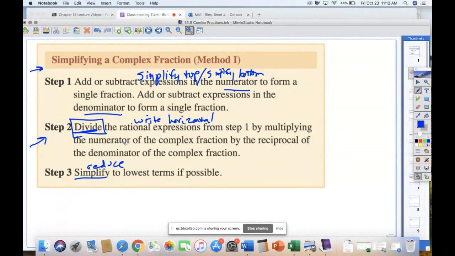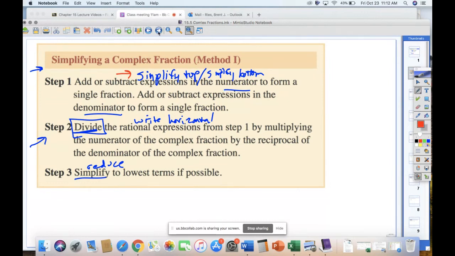That doesn't sound so bad. We've had a lot of five-step problems. Three steps shouldn't be so bad. The problem is that step one, simplifying the numerator and simplifying the denominator, is going to look very intimidating. But we have all the skills to be successful.